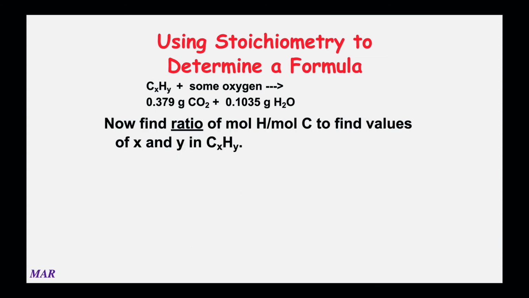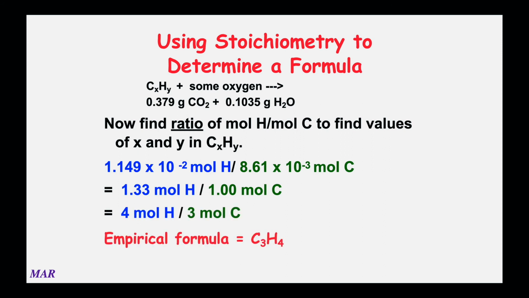Now we can find the ratio, and usually it's easier to put the smaller number on the bottom and the larger number on the top, but you could do it the other way. So because the hydrogen was larger, let's put that on the top. We'll put the carbon on the bottom. Now, if you do this ratio, take 1.149 times 10 to the minus 2 and divide by 8.61 times 10 to the minus 3, it comes out to be about 1.33. And that means 1.33 moles of hydrogen per every 1 mole of carbon.